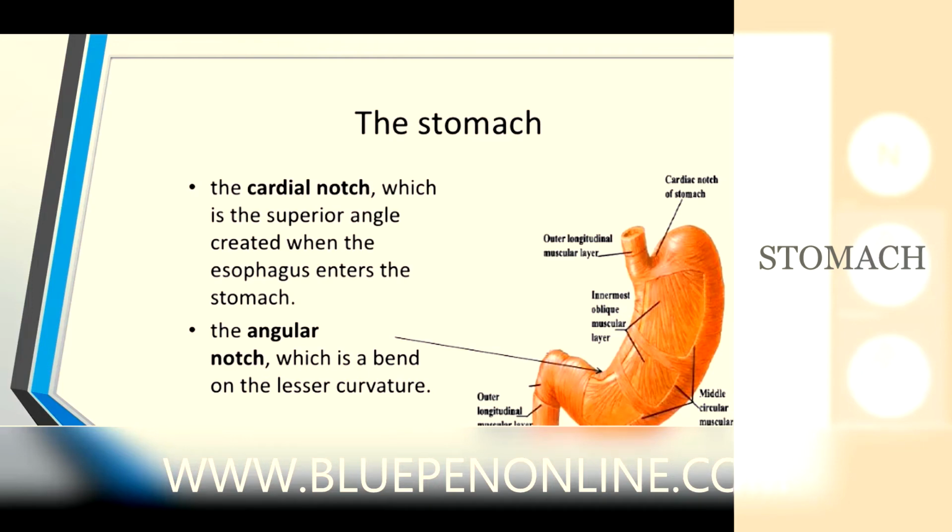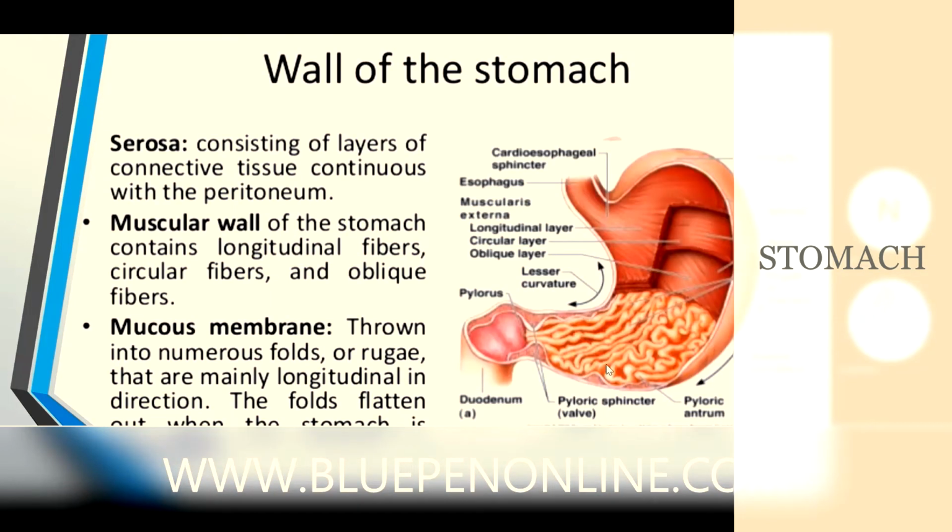Then notches. There are two notches. One is the cardiac notch and another one is the angular notch. The angular notch you can see at the bend of the lesser curvature. Then next, about the walls of the stomach. How many layers are there in the wall? There are three layers: serosa, muscular wall and mucous membrane.